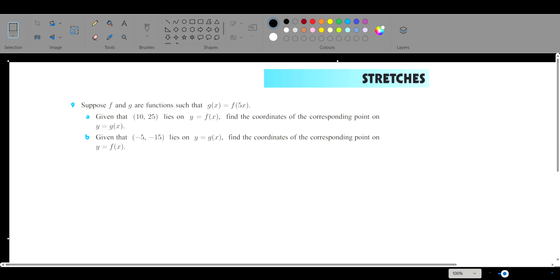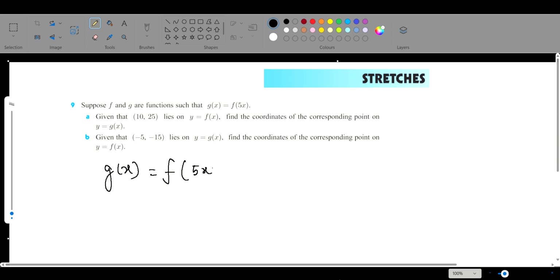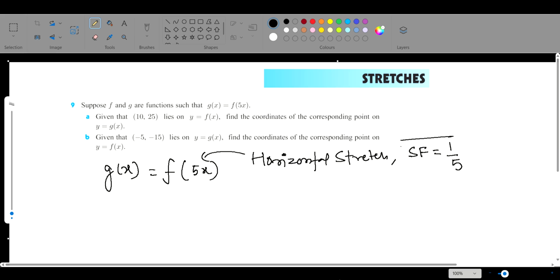2 is the right answer. But do you remember? First, tell me, if it is saying that g(x) is f(5x), what is the meaning of this? Horizontal stretch, isn't it? What is the scale factor? The scale factor is 1 over 5. That's the difference. 1 over 5 is the scale factor.